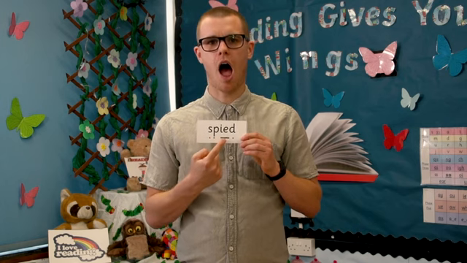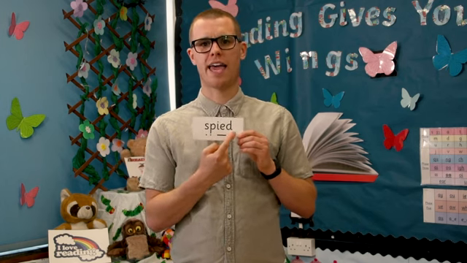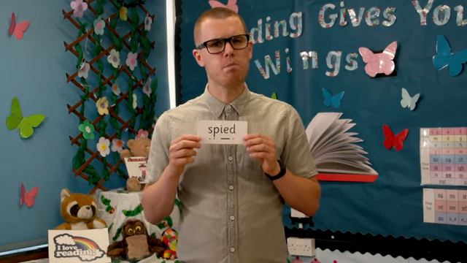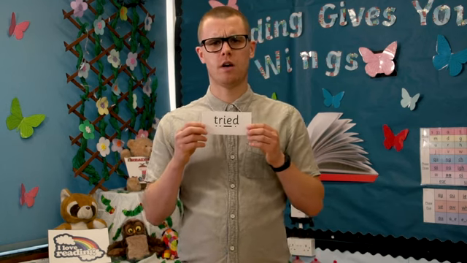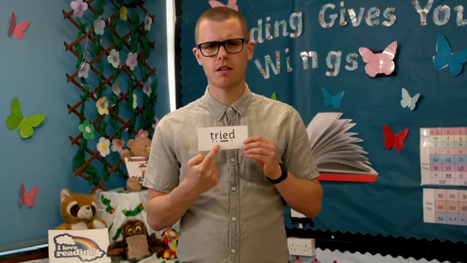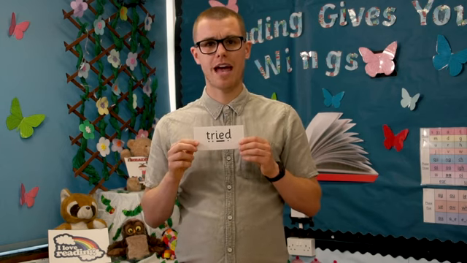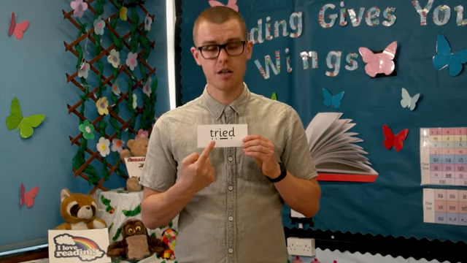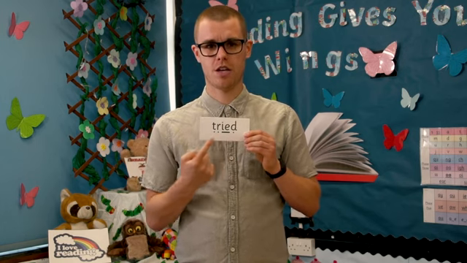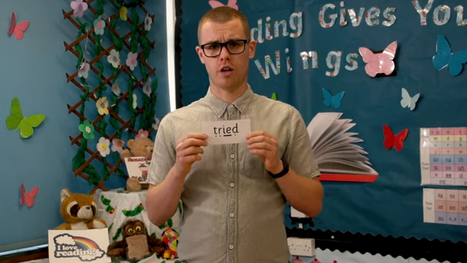Let's read the word together. S-p-i-d. Spied. The little girl spied on a robin in her garden. What about this word? Sound out and blend again. Now let's read it together. T-r-i-d. Tried. The children tried to jump up really high.